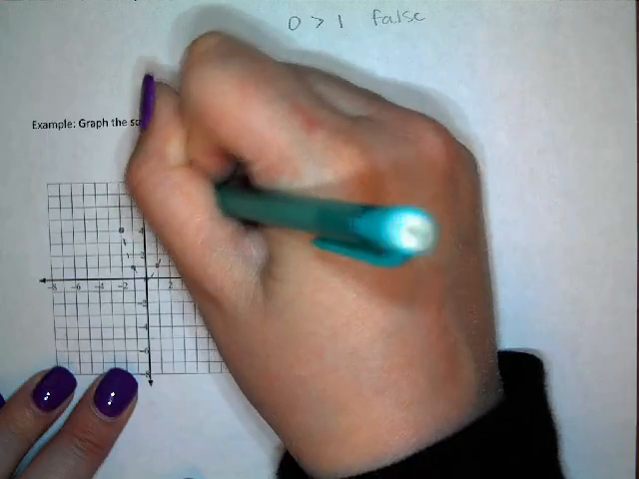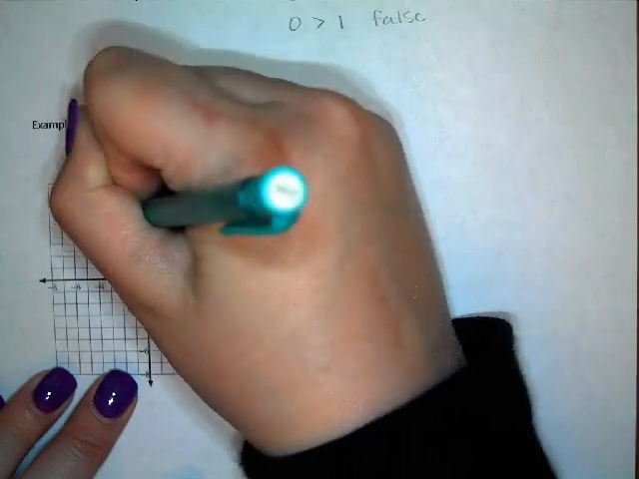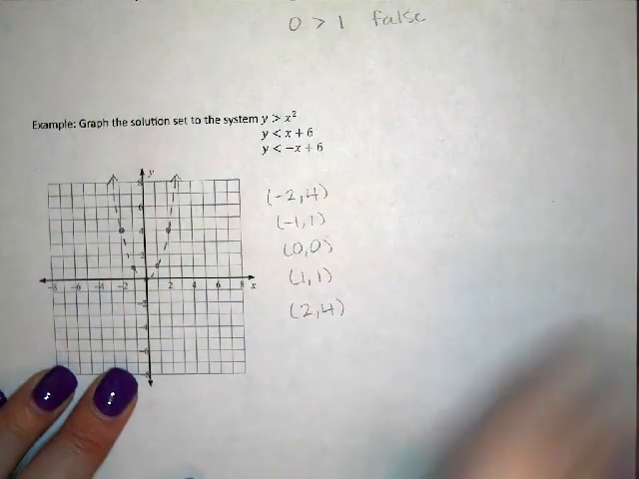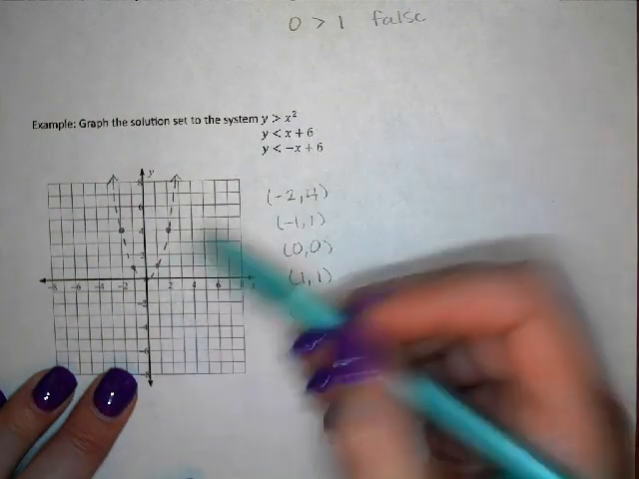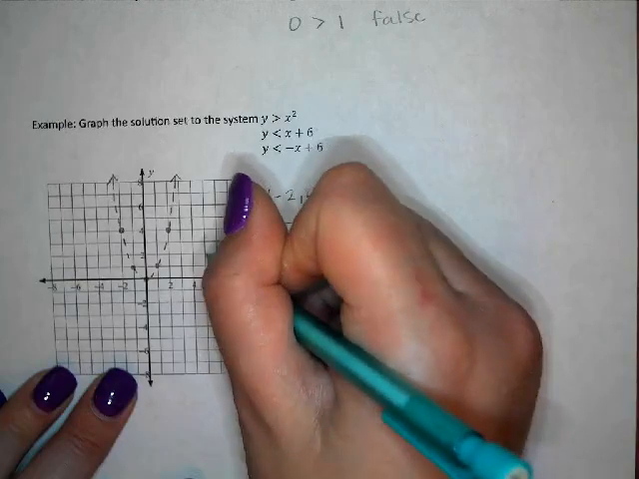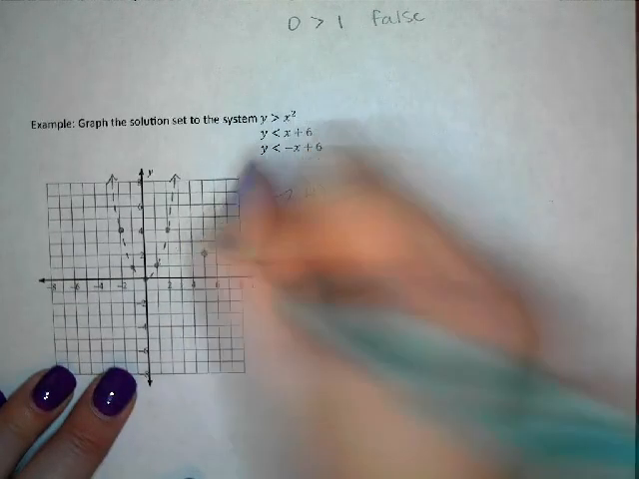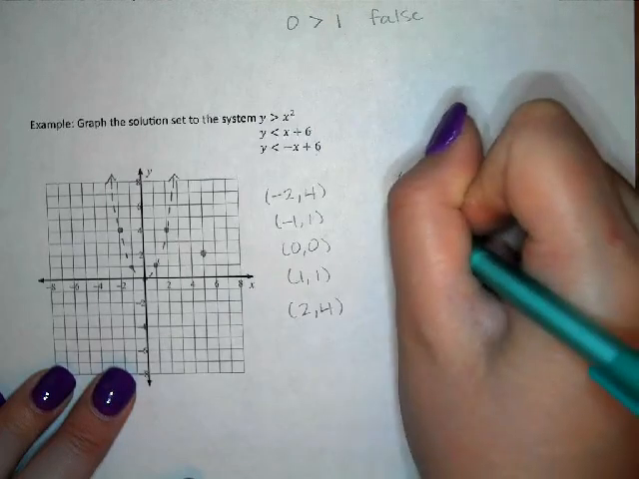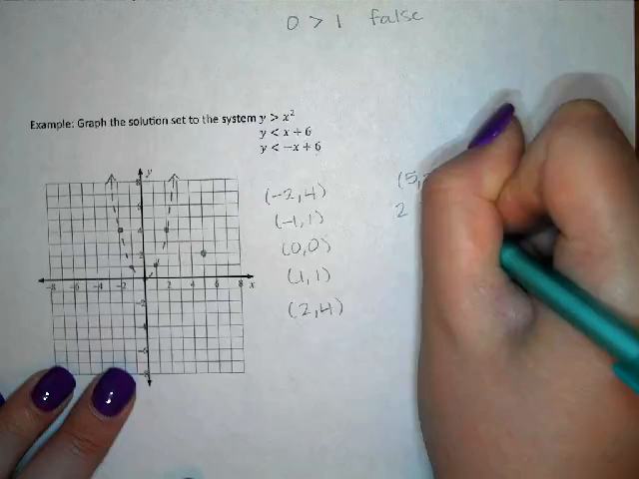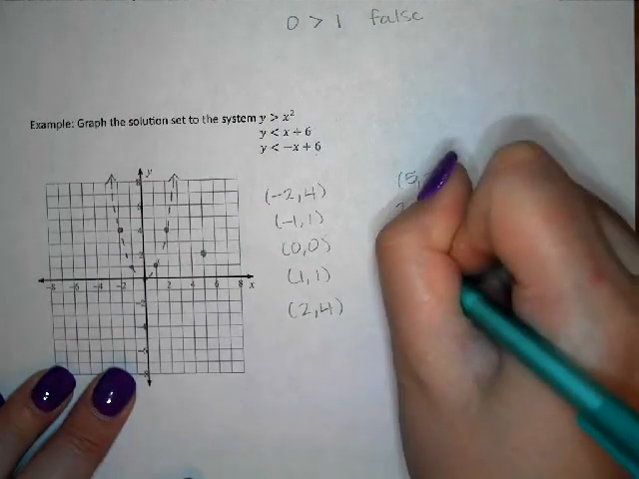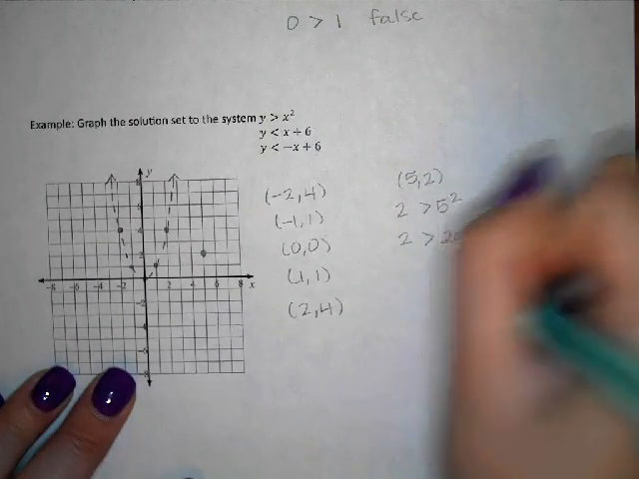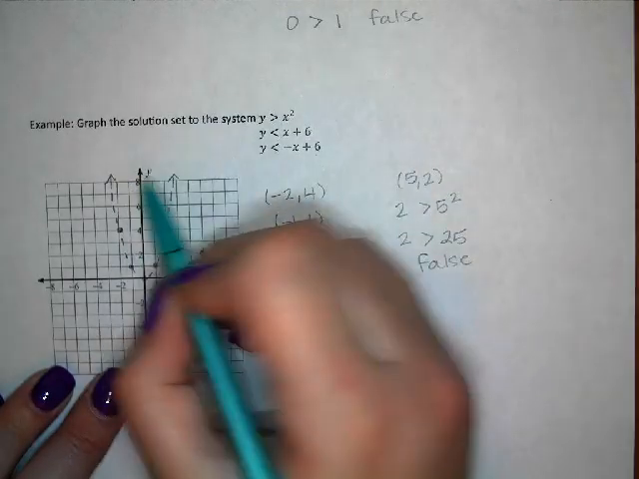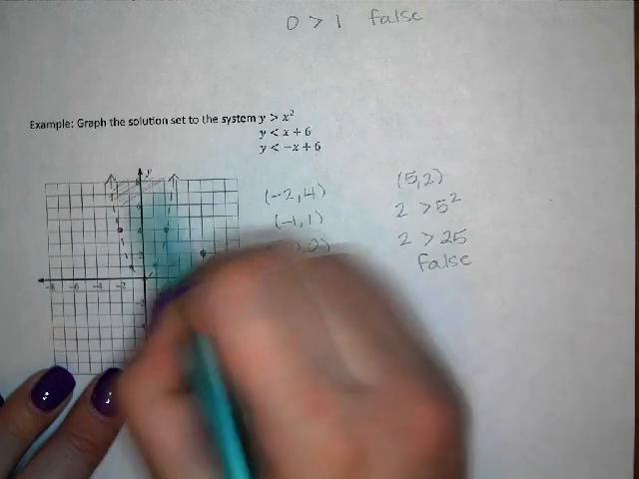I cannot plug in (0, 0), cannot plug in (1, 1). I'm going to plug in (5, 2). So 2 for y, 5 for x, 2 is greater than 25, definitely false. So the shading I'm going to do so far is inside the parabola. And then I have two straight lines.